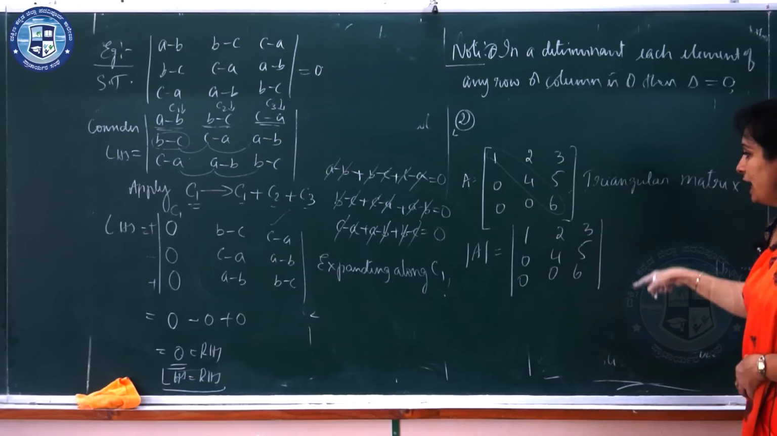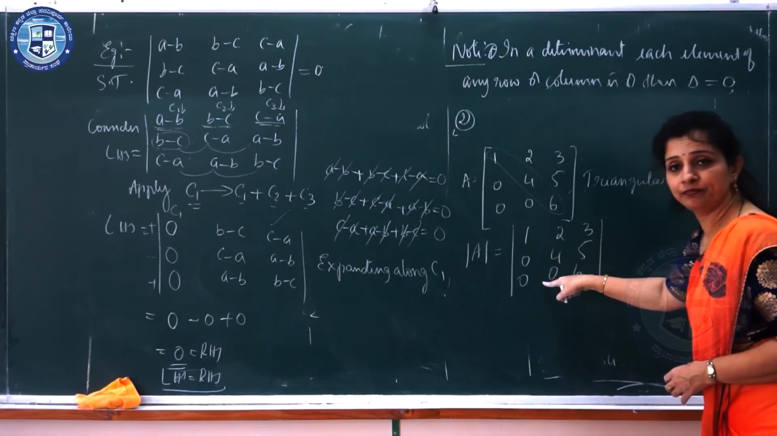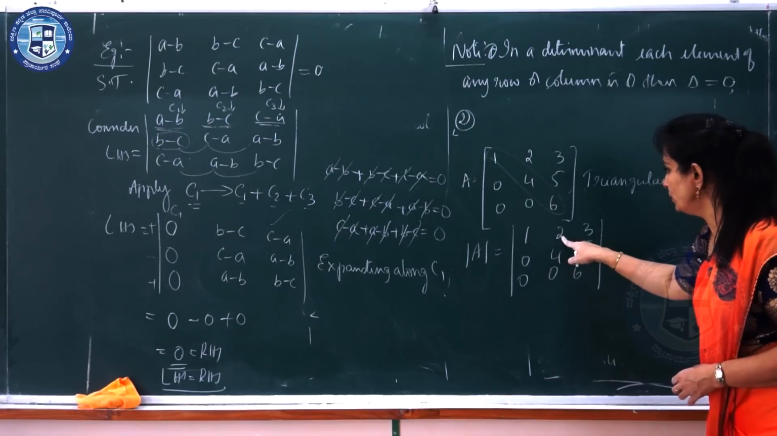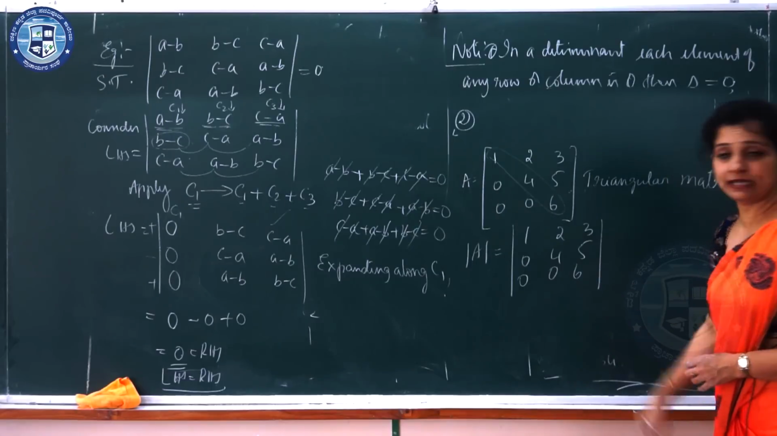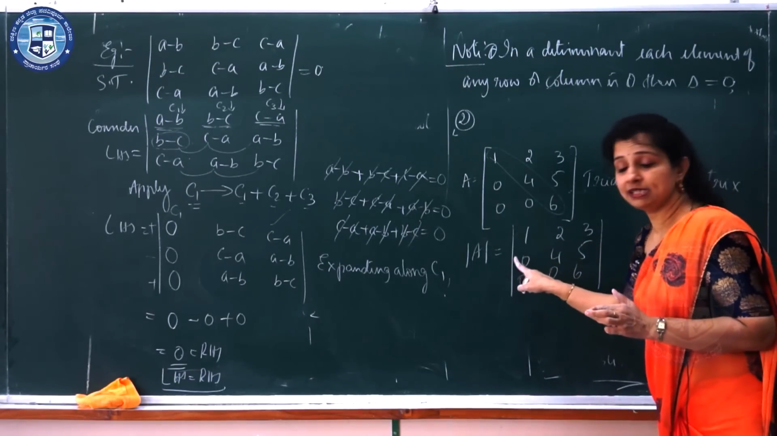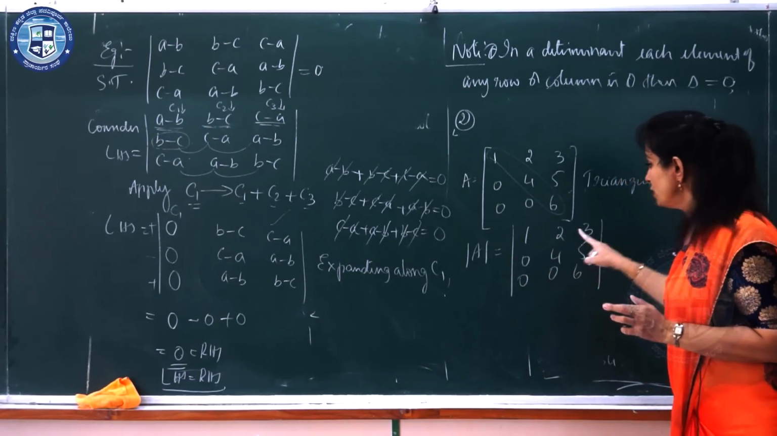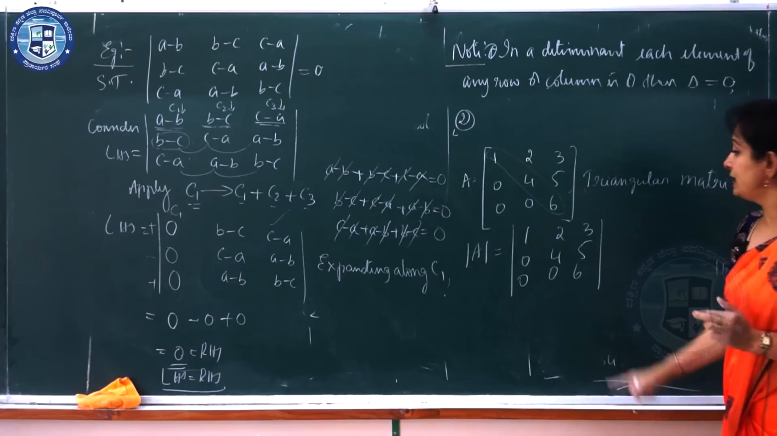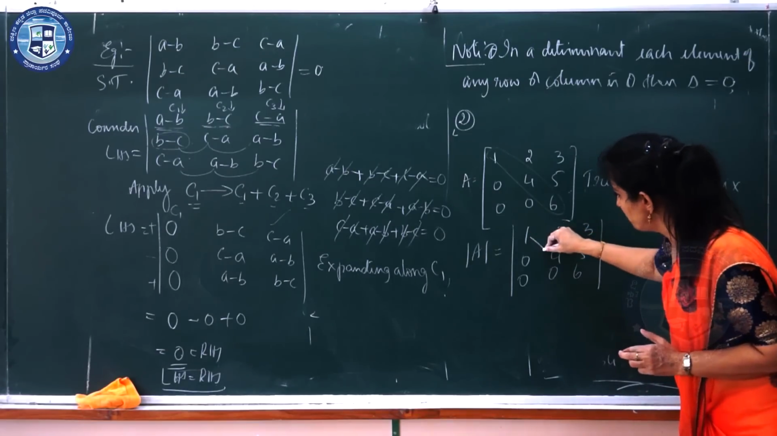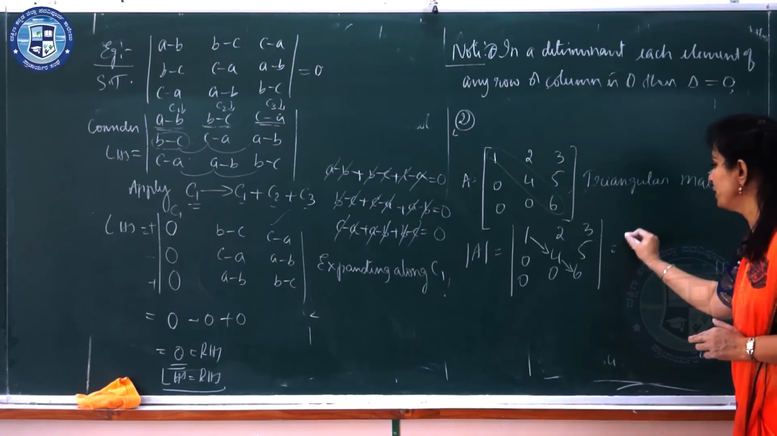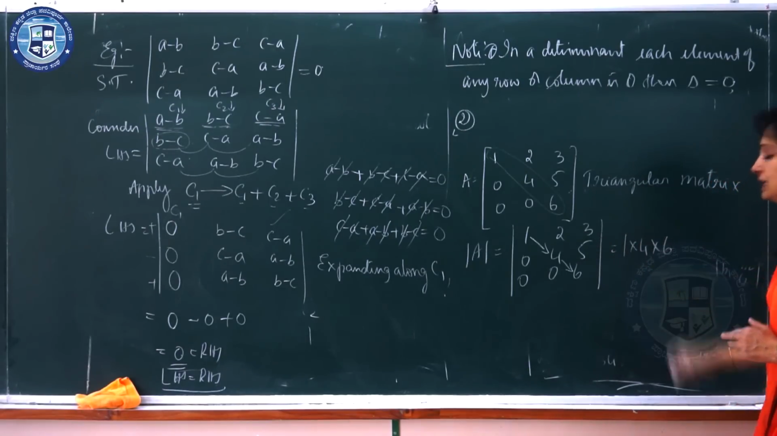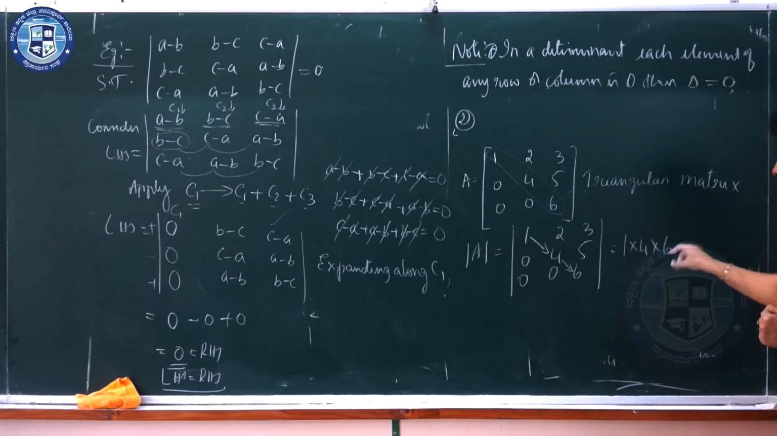If you expand it along the first column, we just have 1 into the determinant of 4, 5, 0, 6. That is 4 into 6. That means if the given determinant is the determinant of a triangular matrix, then the value of the determinant is the product of the elements of the principal diagonal. Its value is 1 into 4 into 6, which is 24.